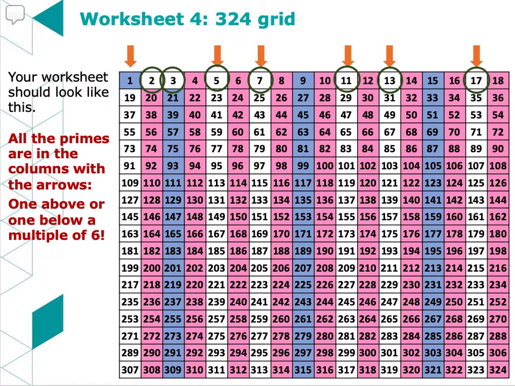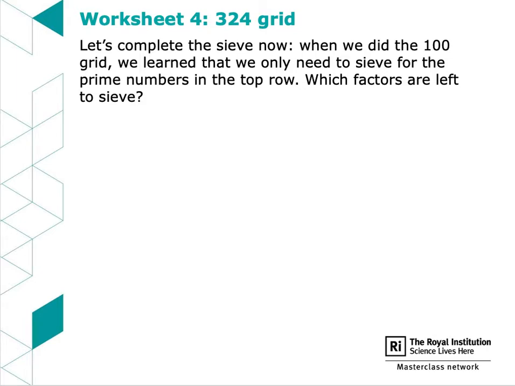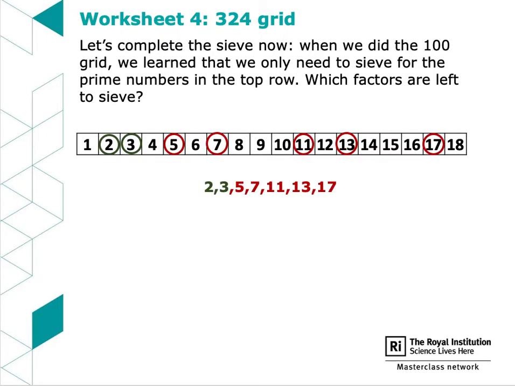Your worksheet should look a bit like this now. All the prime numbers are in the columns with the arrows, one above or one below a multiple of 6, like we spotted before. Let's complete the sieve now. When we did the 100 grid, we learned that we only need to sieve for prime numbers in the top row. Which factors are left to sieve? Well, we're going to look at 2, 3, 5, 7, 11, 13 and 17.